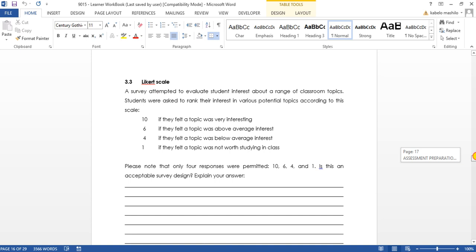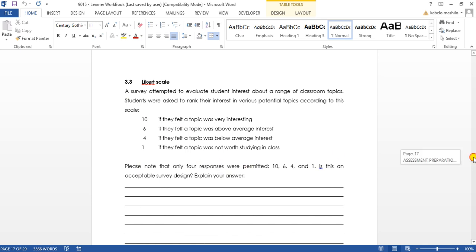Is this an acceptable survey design? Explain your answer. So you'll explain based on this survey design whether it is acceptable or not. If it's acceptable, you need to explain that. If it's not, you need to explain that.